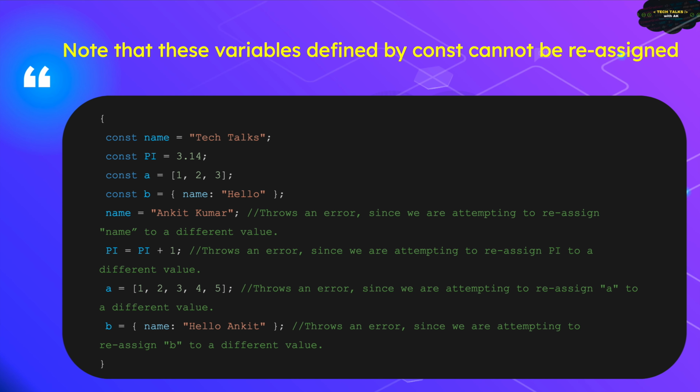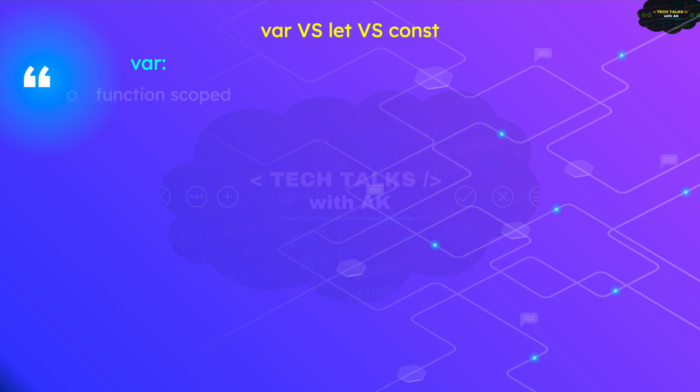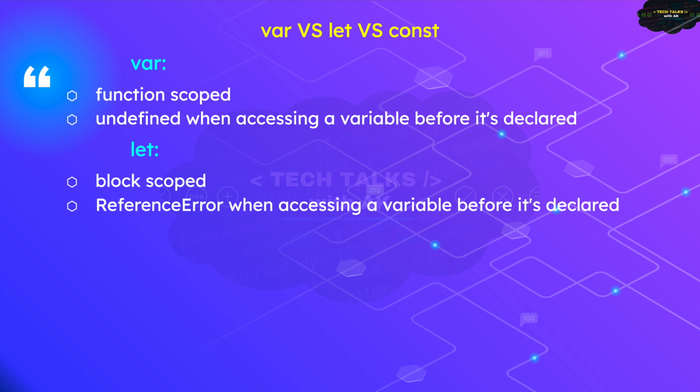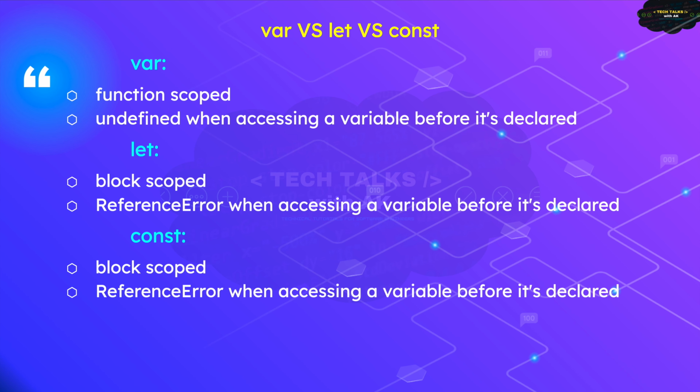Let's now look at a summary of const versus let versus var. So var is function scoped. Var is undefined if we are trying to access a variable before it is declared. Let is block scoped. It returns a reference error when we access a variable before it has been declared. Const is also block scoped. It also returns reference errors, same as let, when we try to access it before declaring it. Const variables cannot be reassigned, but they can be mutated.